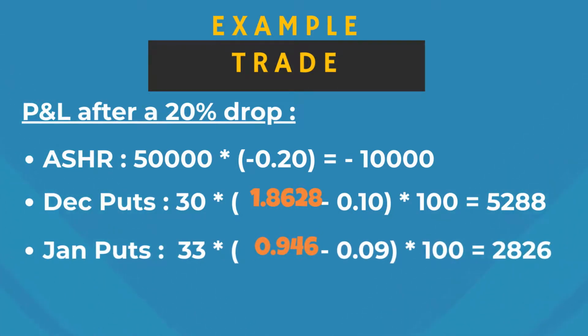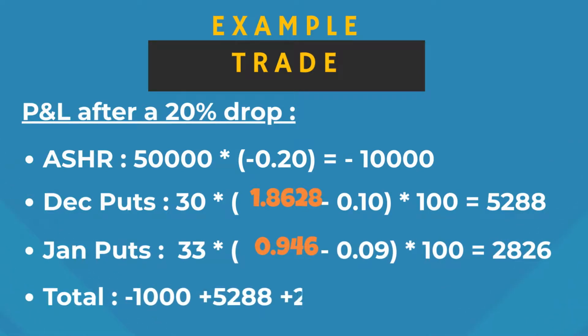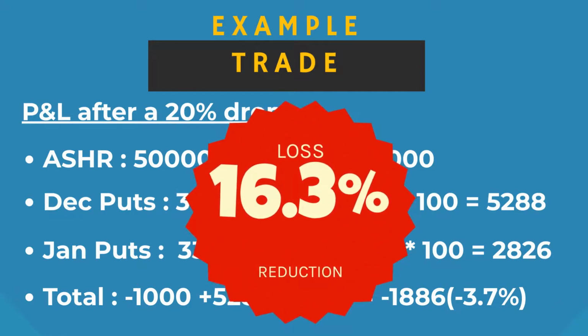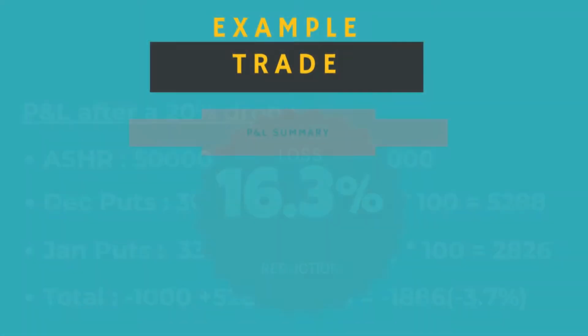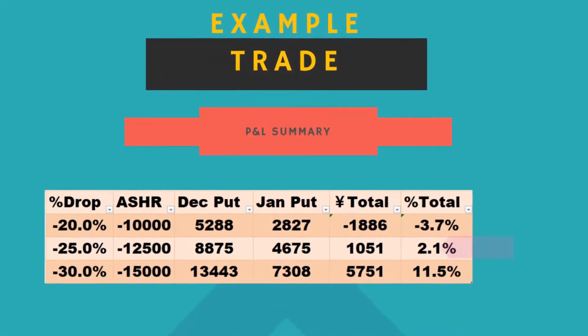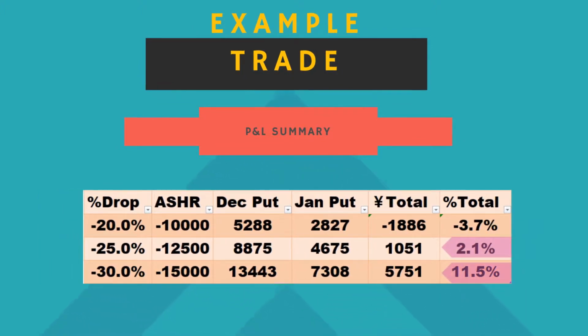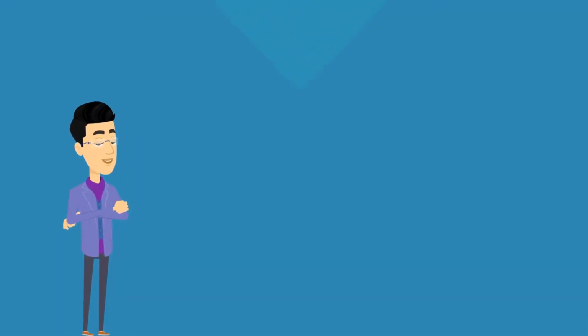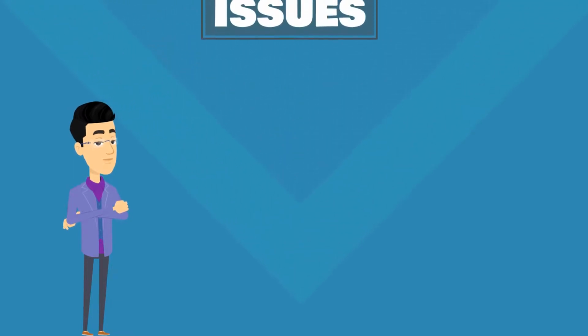The profit is $2,826. Totaling our profits and losses together, the total loss that we experienced in this portfolio is only $1,856 or 3.7%. We effectively mitigated 16.3% of the loss. As you can see from the results of 25% and 30% drops in the market, our losses are largely mitigated. In fact, at 30%, we are actually turning a profit. I hope this simple example demonstrated the power of put options to mitigate losses in sharp and large market corrections.